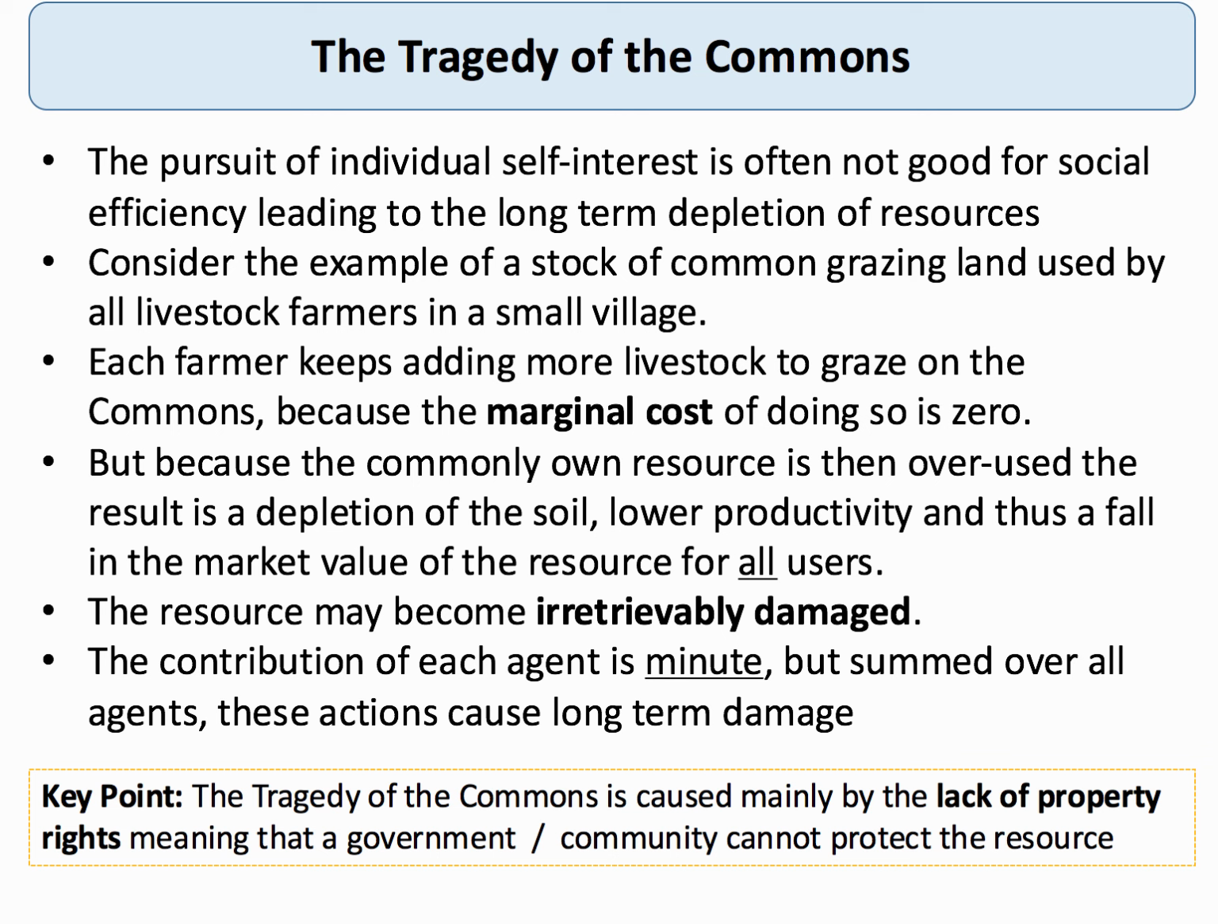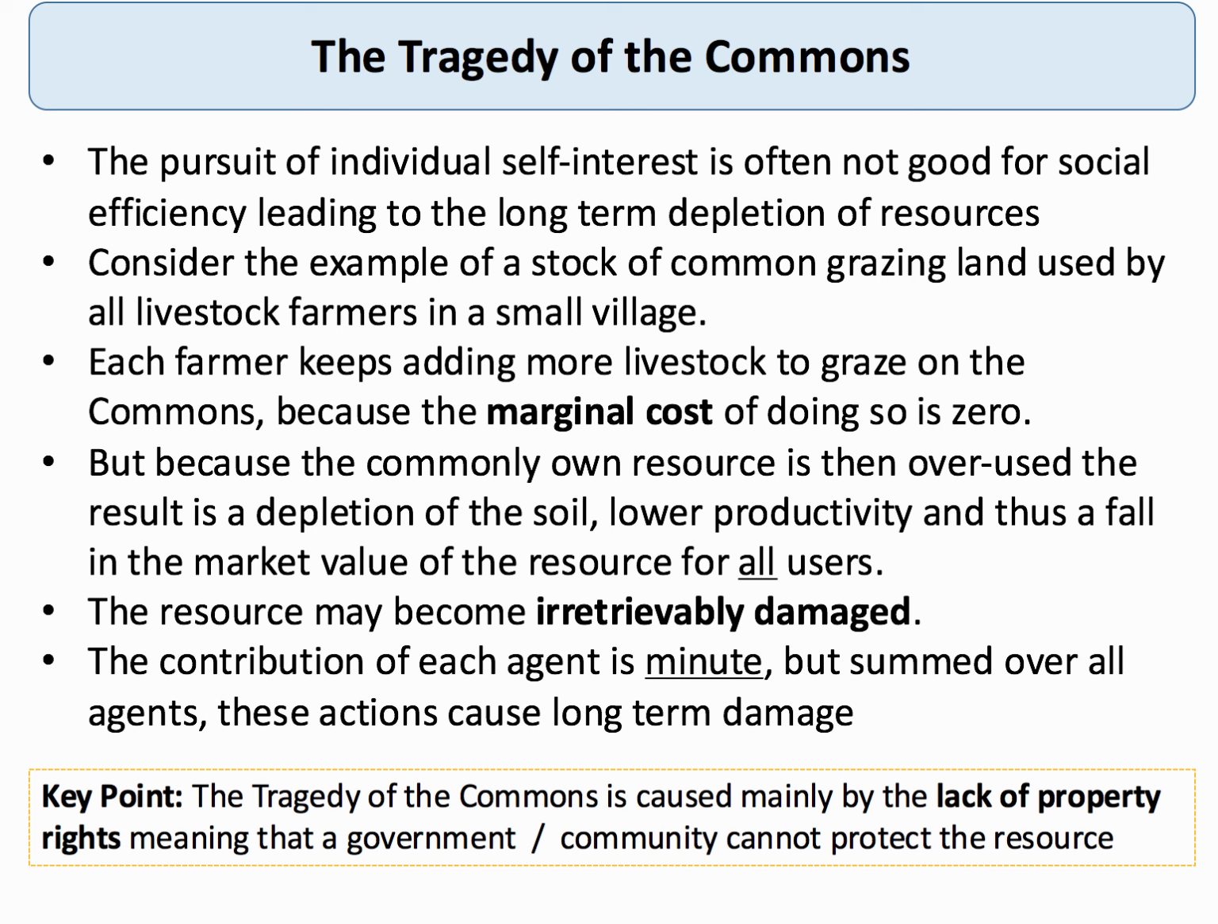Indeed, it may be the case that the resource can become irretrievably, permanently damaged, and the maximum sustainable yield may fall. The key to this is to understand that the contribution of each agent is minute, but summed or aggregated over all agents, these actions can cause long-term significant damage. And this is the idea of the tragedy of the commons.